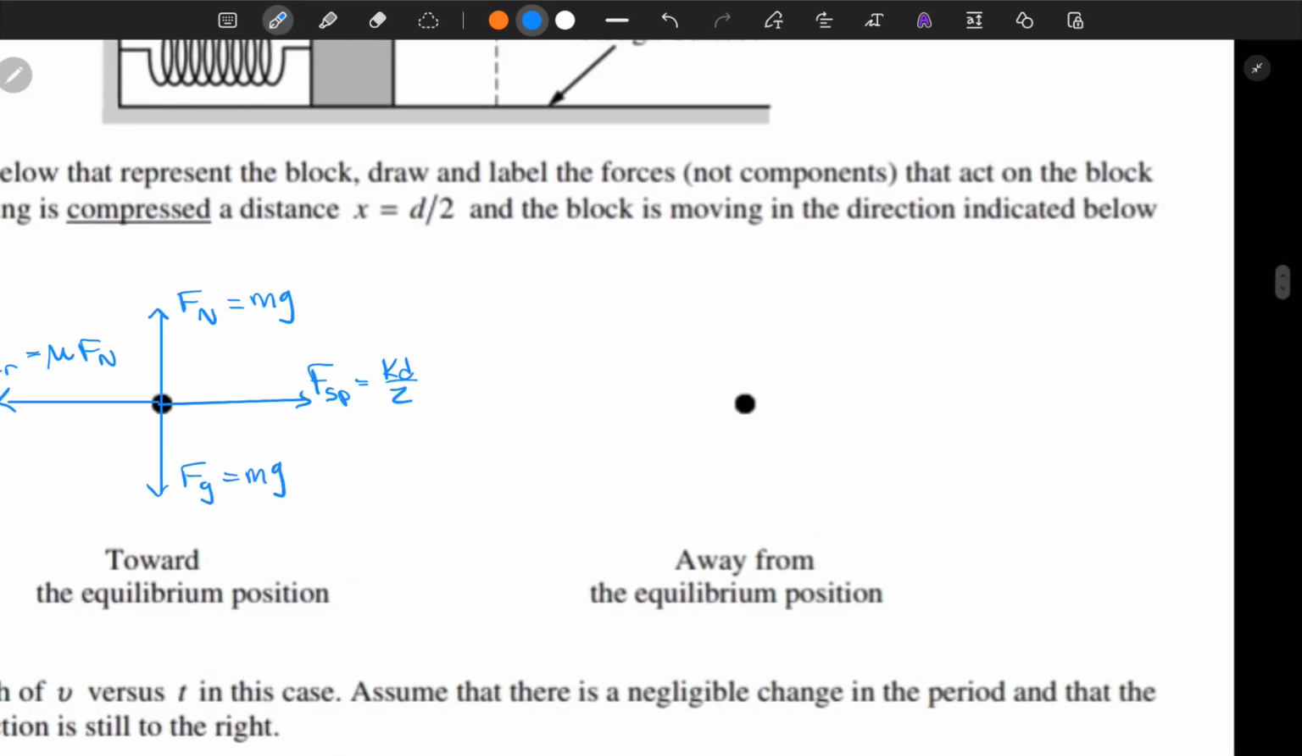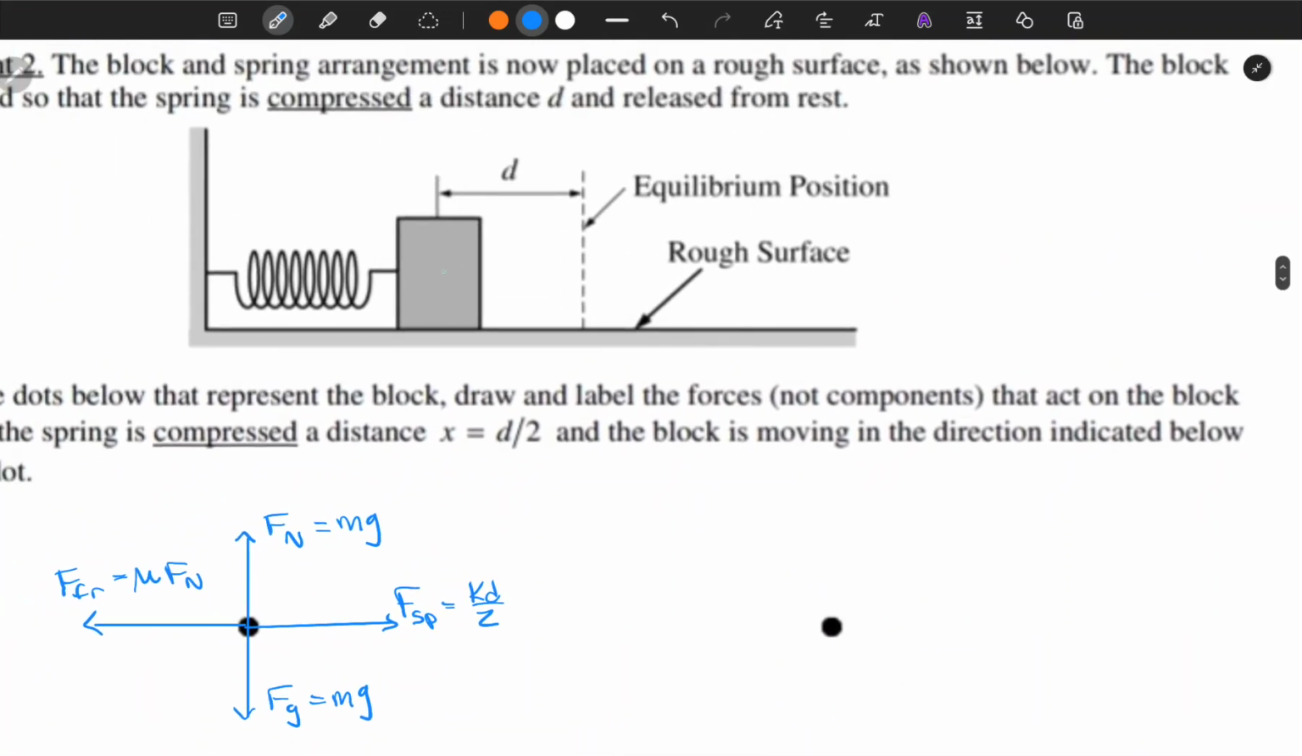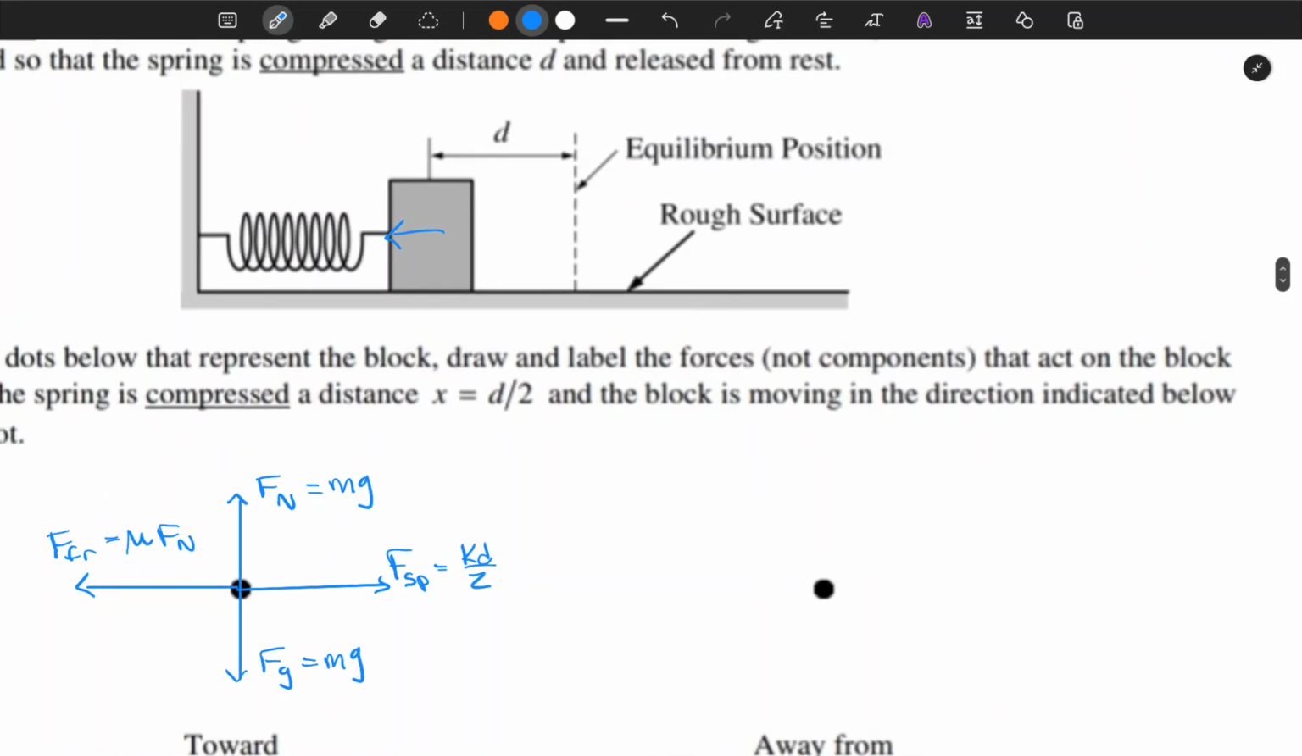Alternatively, suppose the block is moving away from the equilibrium position. So now it's moving to the left. This occurs when the force acting on the block... This occurs when the block has already moved past the equilibrium position. Then, once it's moved past the equilibrium position, we have the spring force moving it to the right.